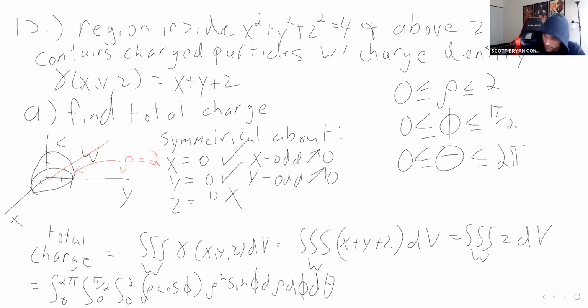So let's integrate that really quickly. Okay, so we get rho times rho is rho squared. Here, let me write this again. 0 to 2 pi. 0 to pi over 2. 0 to 2. Okay, so we get rho cubed, sine phi cos phi. Or cos phi sine phi, doesn't matter.